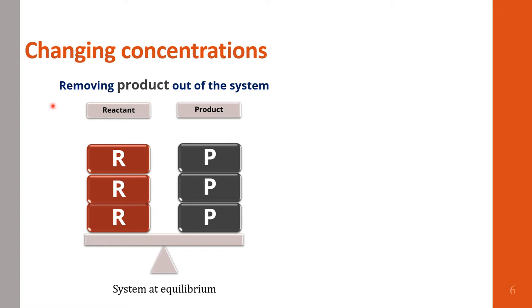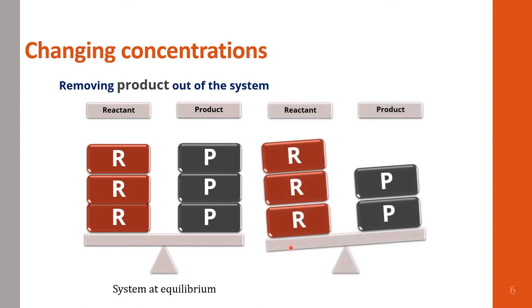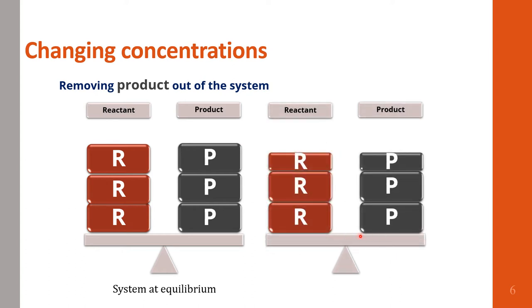This time, if we try to remove some product out of the system at equilibrium, say we remove this product from the system, what happened is that it's no longer balanced, it's heavier on the reactant side, so the system must produce some more product in this direction. And then once that happened, the system will return back to balance again. Some of the reactant was used to produce the product.